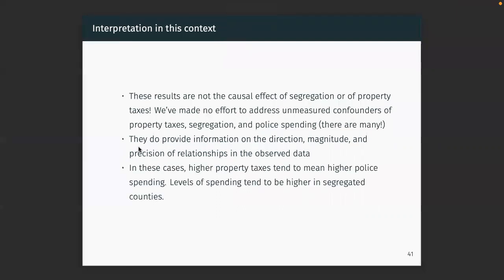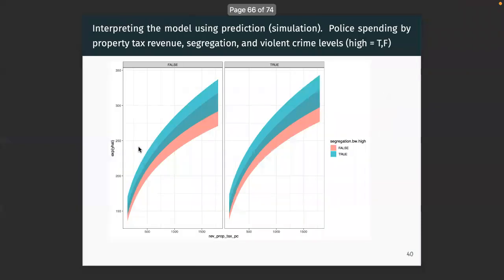Higher property taxes do tend to mean higher police spending. So we can say with a high degree of certainty, places with higher property tax revenue spend more on police. I can't tell you that if a place increases its property tax revenue, it will increase its police spending. I cannot tell you that. But I can tell you that if a place has high property taxes, it's probably going to spend more on police than a place with low property taxes. I can definitely tell you that.